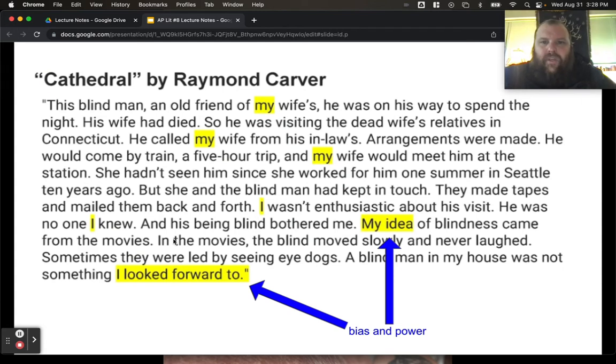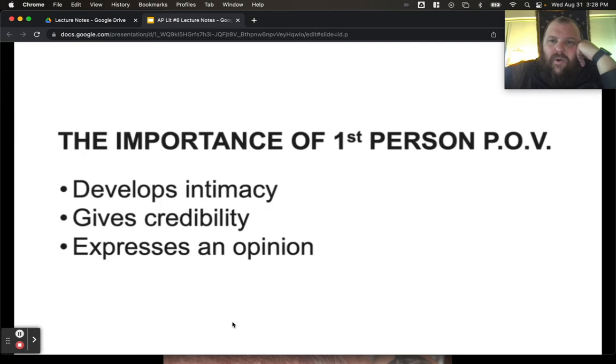It's, we're like, okay, is there some reason that this blind man is not worth trusting? Is this foreshadowing for some reason? You start questioning. And why are you questioning? Because the narrator spoke in such a way that prompted us to question. So here's the importance of a first-person point of view.